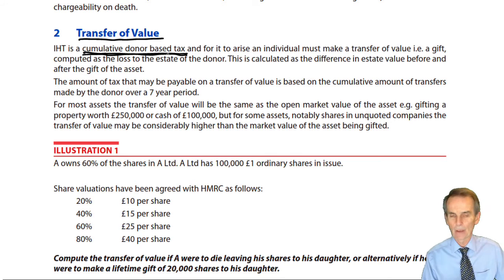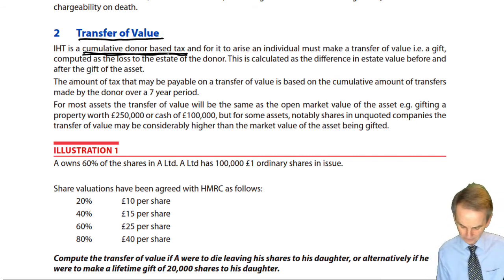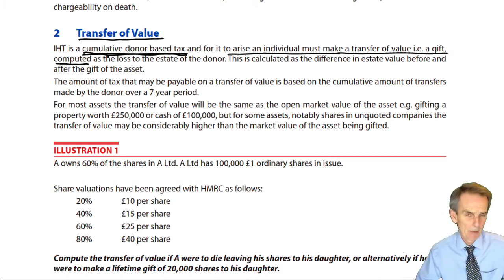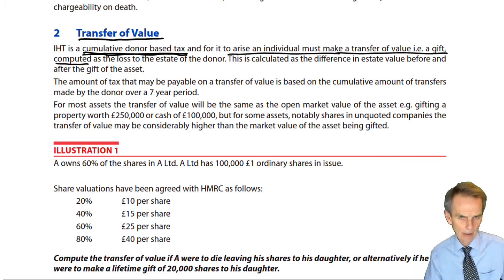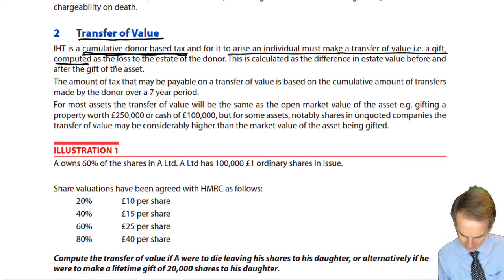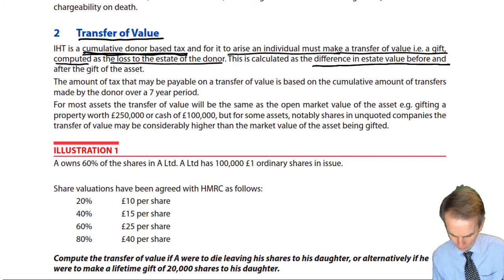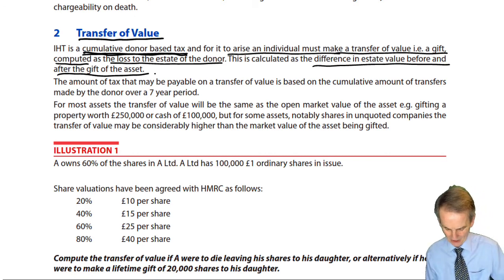And what happens now in terms of a transfer of value, in terms of its taxability, will also be a function of what has gone before it. But that is for later in this lecture. So it's a cumulative donor-based tax, and for it to arise, an individual must make a transfer of value, i.e. a gift, computed as, not though 9 times out of 10 it equates to it, the open market value of the asset being gifted. But no, it is the loss to the estate of the donor, calculated, we said a moment ago, as the difference in the estate value before and after the gift of the asset.